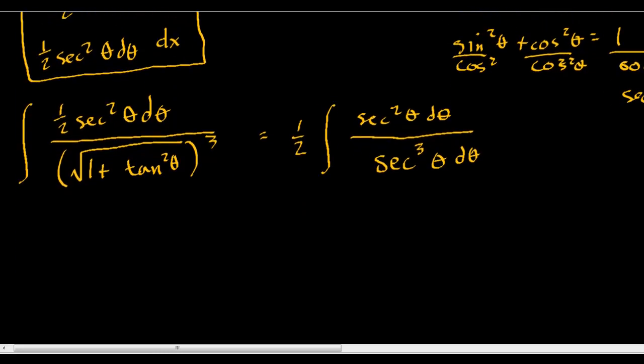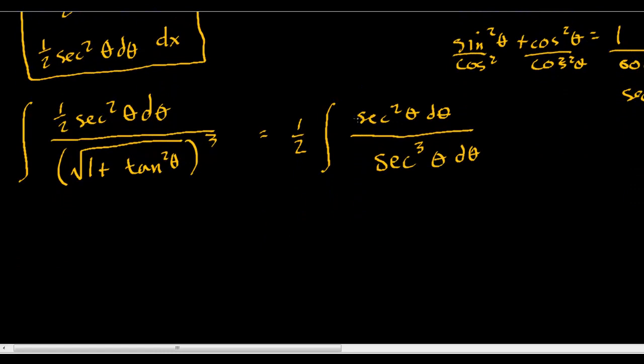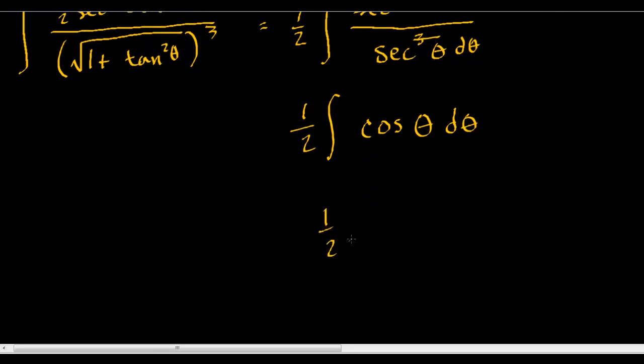Beautiful. Because when I look at this, those cancel with those, and I get 1 over secant, but 1 over secant is the inverse of the cosine. So I end up with 1 half the integral of cosine theta d theta, which is 1 half sine theta plus c. Now remember, because I wrote the equation originally in terms of x, I need to get back to x.